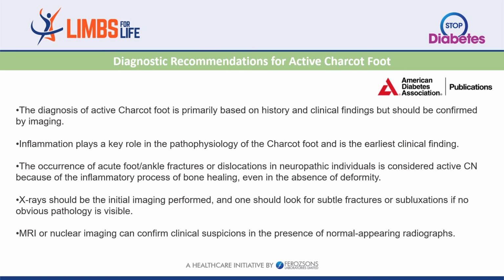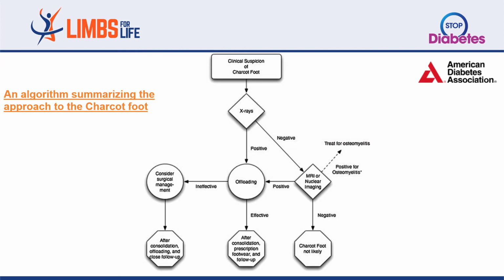X-ray should be the initial imaging performed, and one should look for subtle fracture or subluxation if no obvious pathology is visible. MRI or nuclear imaging can confirm clinical suspicion in the presence of a normal appearing radiograph. Now, an algorithm summarizing the approach to the Charcot foot.